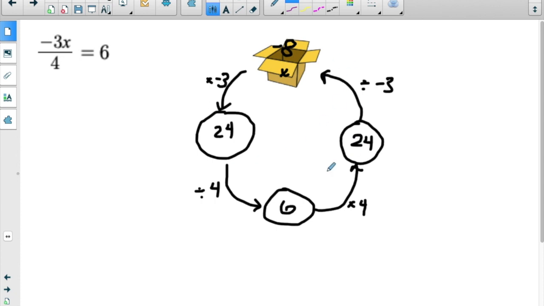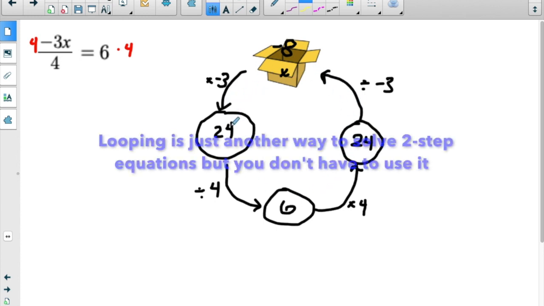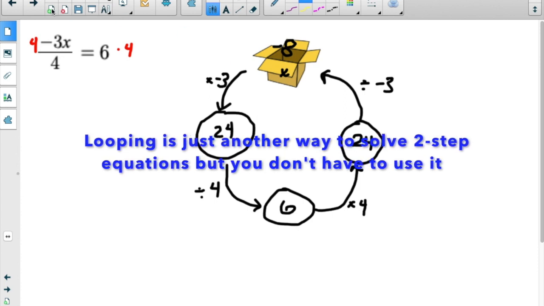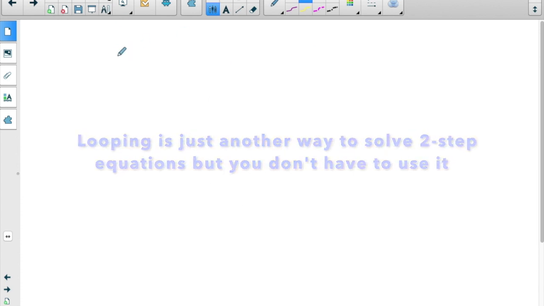It's a great visual way to understand what you're doing when your teacher says, well, multiply both sides by 4. The reason you're doing that is because you're reversing the process. You're looping. You're undoing all these operations. It's just a lot messier when you do it this way. This actually makes sense. Kids will understand this better. So if you always struggled solving two-step equations, consider using the looping method from now on.